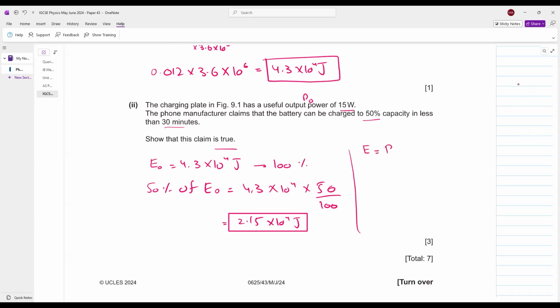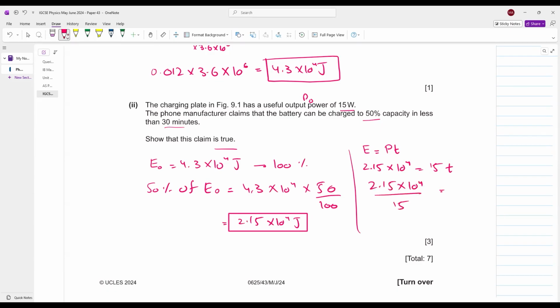Energy is equal to power into time. What is the value of energy? 2.15 × 10^4. Power is here. We don't know the time. What is the value of power? The power is 15. So let's substitute it here. 15 into time. 2.15 × 10^4 divided by 15 is equal to your value of time.